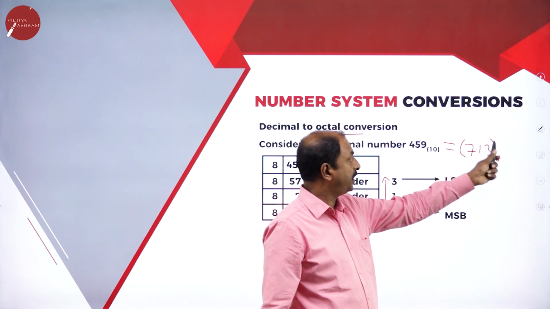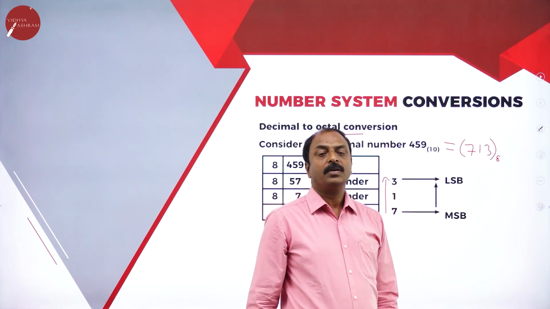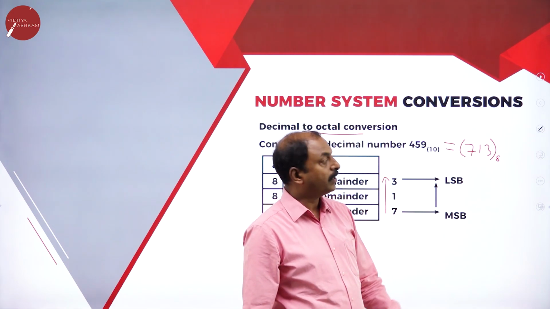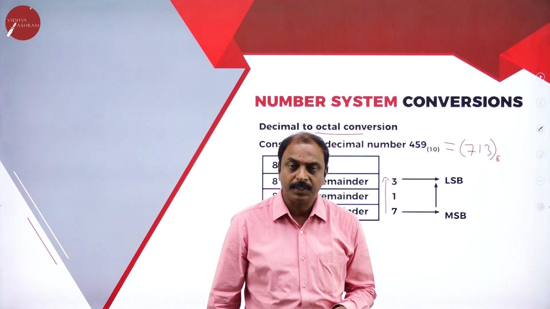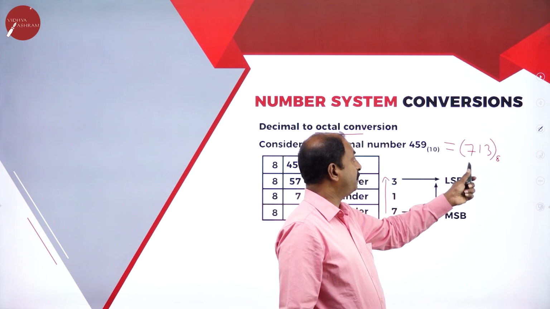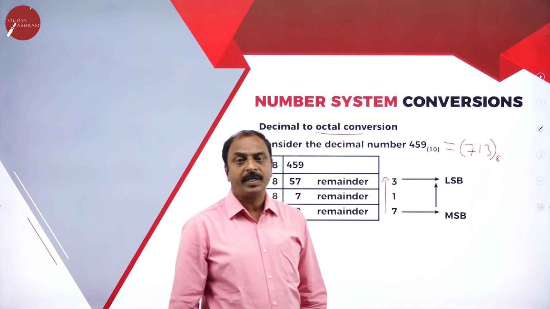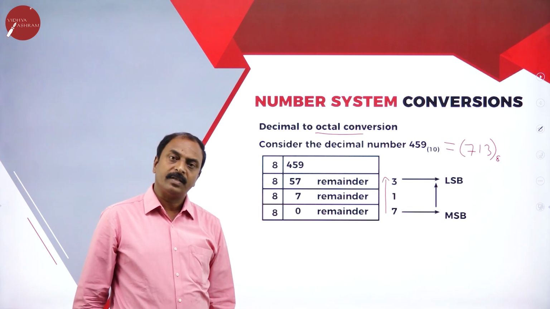If you observe this, all the digits are within the limit of 0 to 7, because in the octal number system only 8 digits are available, from 0 to 7. So all the digits must be between 0 and 7. So this is decimal to octal conversion.